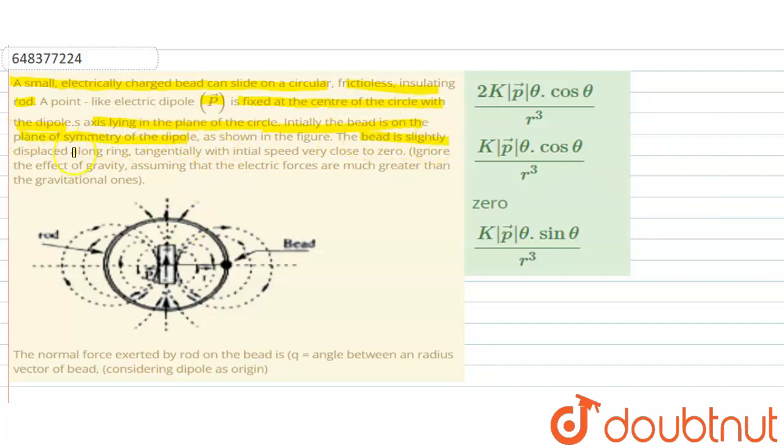The bead is slightly displaced along the ring tangentially with the initial speed very close to 0. Ignore the effect of gravity, assuming that electric forces are much greater than gravitational force. Then the question is, the normal force exerted by the rod on the bead will be what? Here Q is the angle between the radius vector of the bead, considering the dipole at the origin. So here 4 options are given for it.